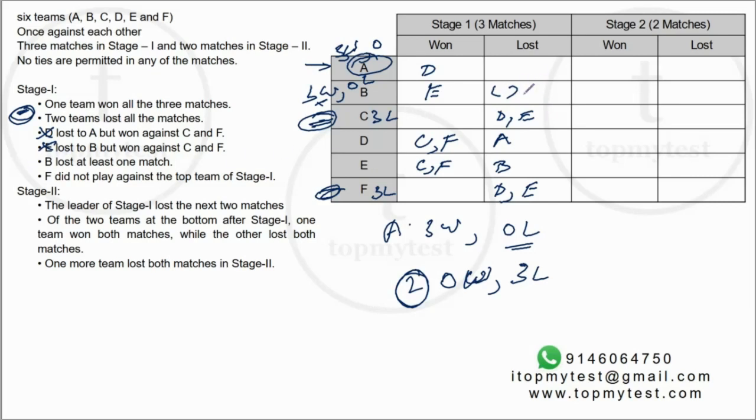Okay, who will B lose against? D has finished all its matches. E has finished all his 3 matches. C and F have lost all their matches. So B cannot lose against C or F. So the only team B can lose against is A. So B will lose against A, and A will beat B. Okay, so this is done.